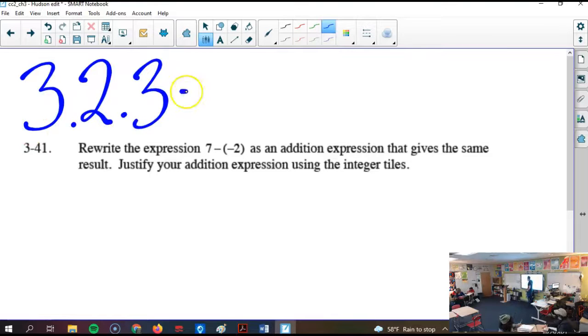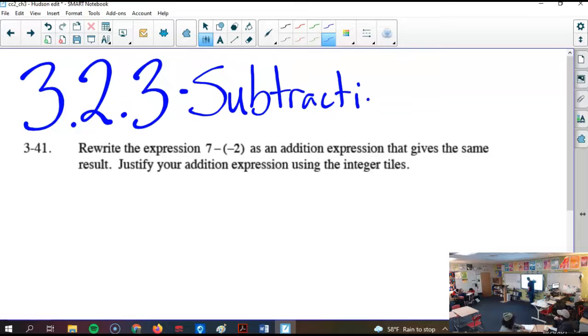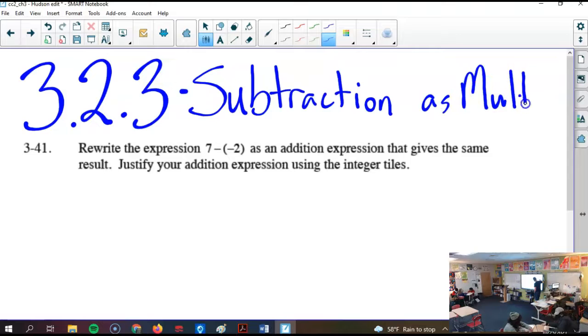3-2-3. What are we doing today? We're doing subtraction, but we're doing multiplication. What? Subtraction as multiplication. Previously, we've talked about how division is multiplication, right? Dividing by 2 is the same thing as multiplying by half. But today we're going to talk about how subtraction is multiplication. Now, that's kind of weird.